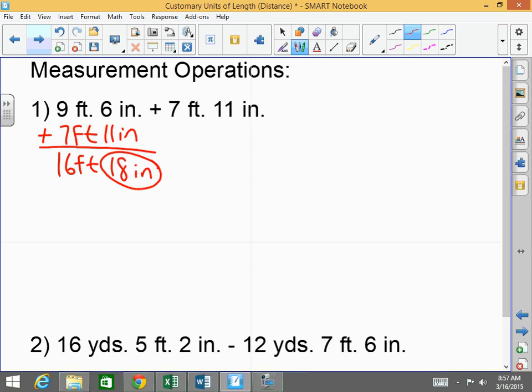So can't I take 12 inches away from these 18? When I'm taking 12 inches away, am I not adding 1 foot? Hello, do you see that? So this would be 17 feet, 6 inches. That's my answer.